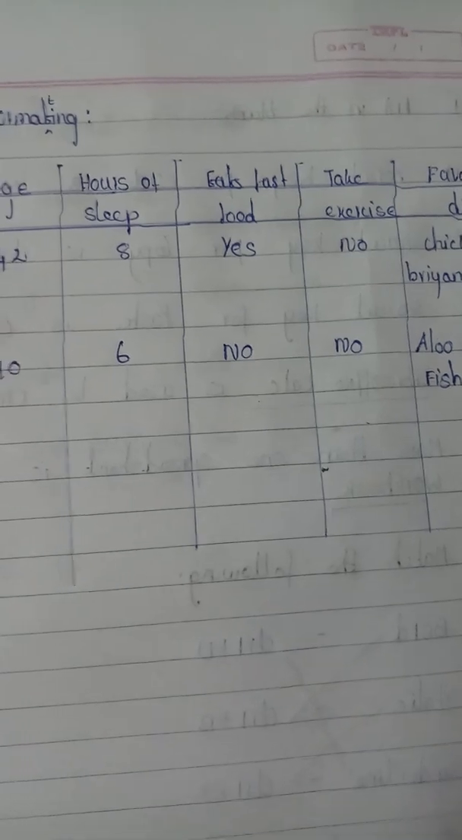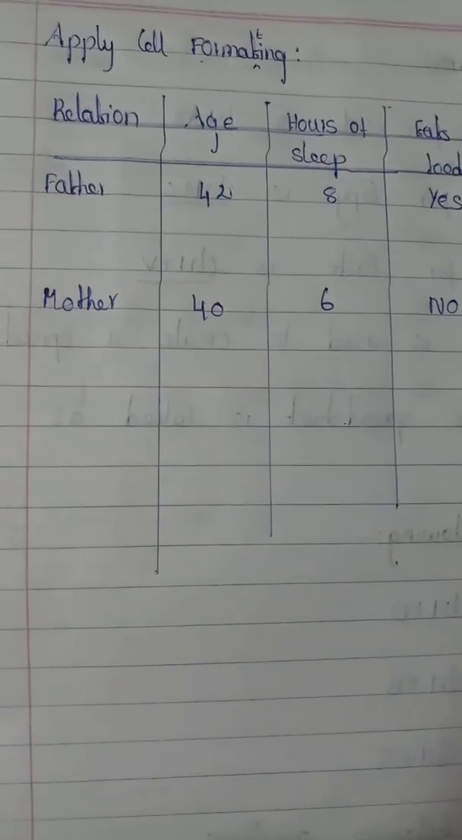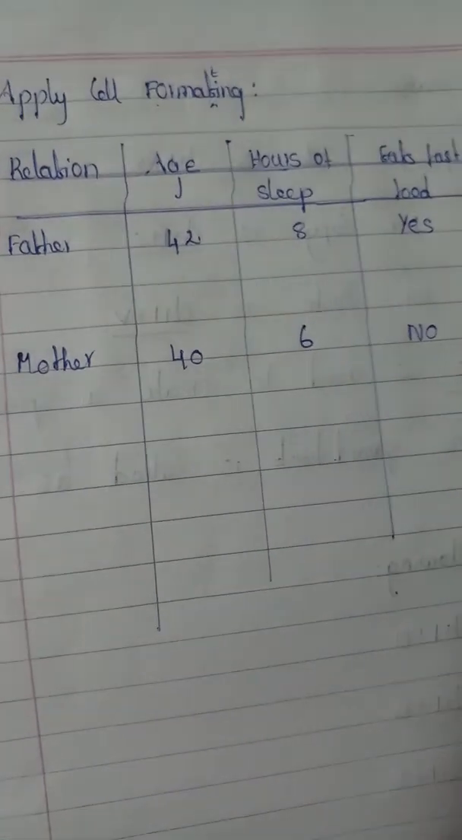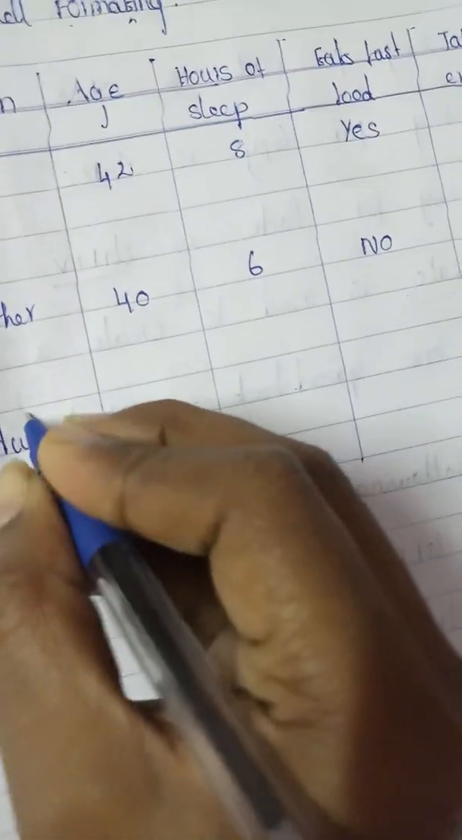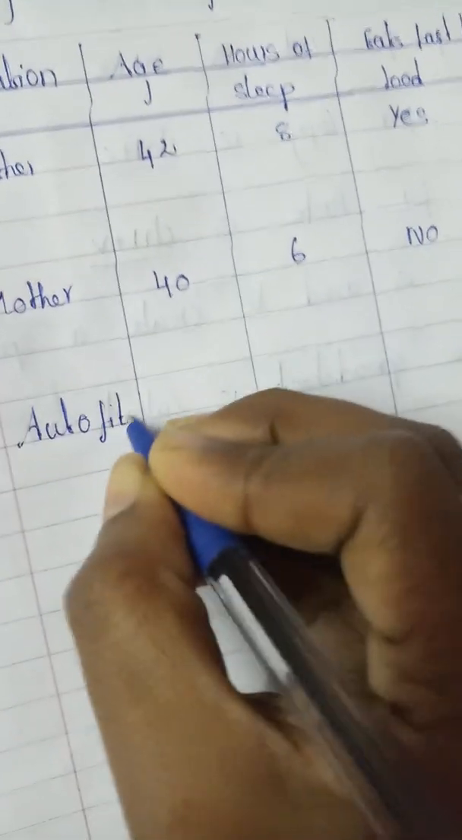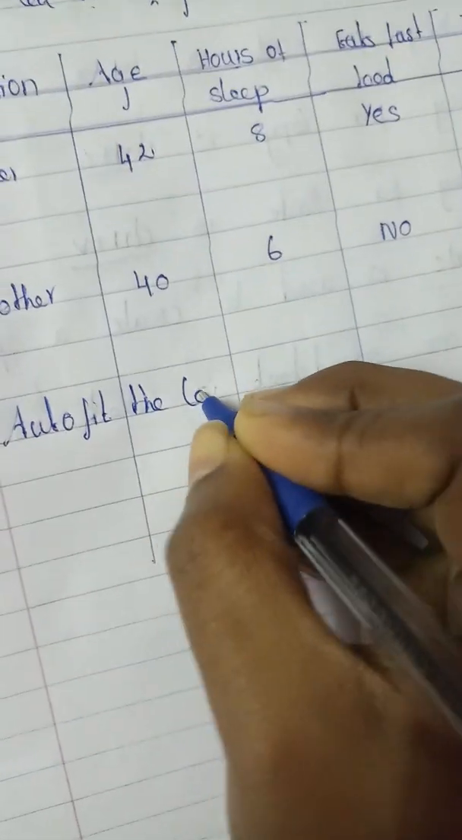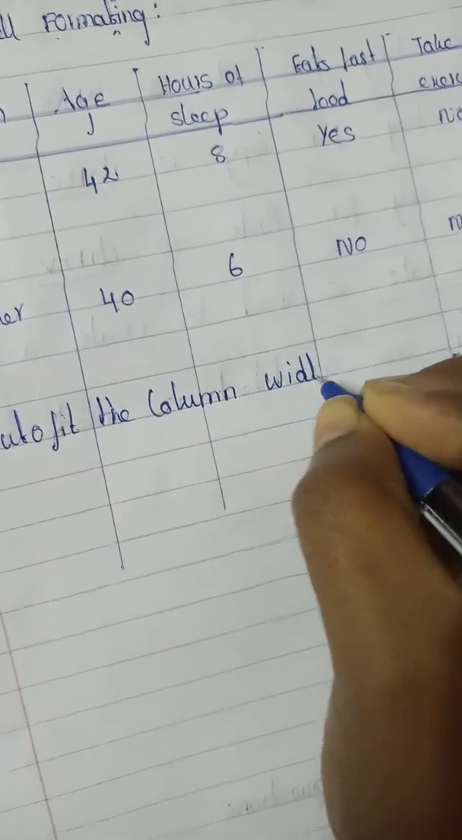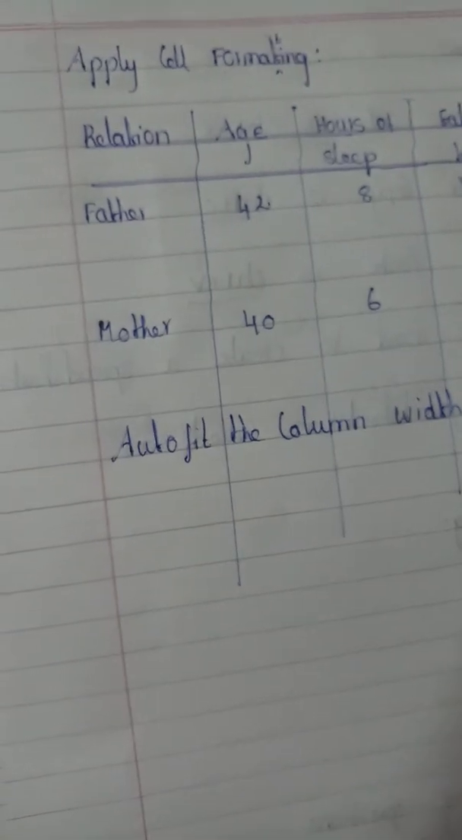So, what is the procedure to fit into a single cell? Here we need to auto fit the column width. So the first one is auto fit the column width.